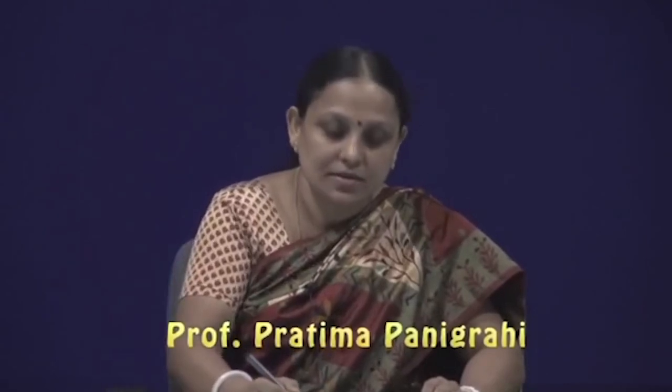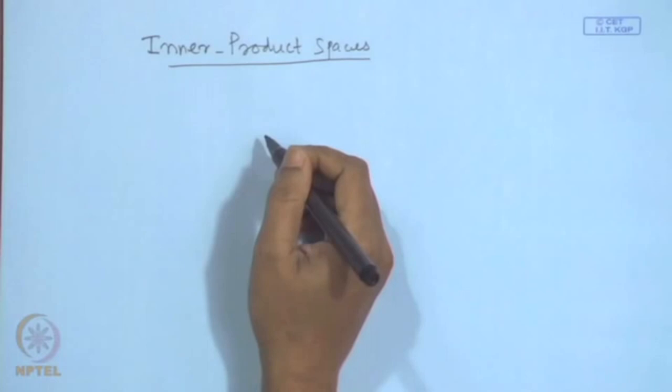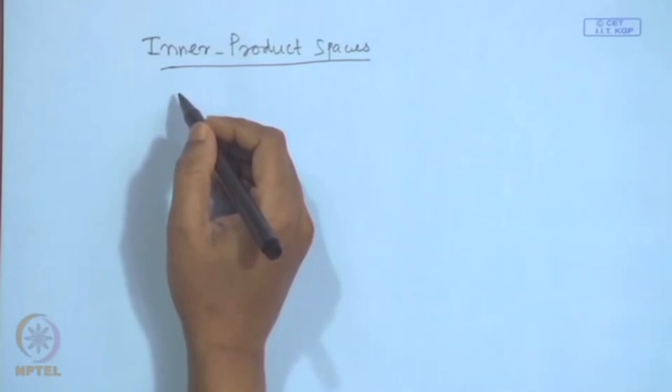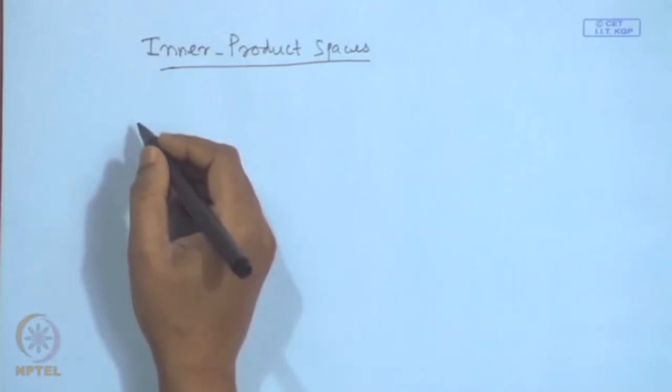Now we shall start a new topic that is called inner product spaces, and this is also a very important concept in linear algebra. So recall that the vector spaces are usually an algebraic extension of Euclidean spaces. In other words, the algebraic properties of the Euclidean spaces have been generalized and we got the vector spaces.